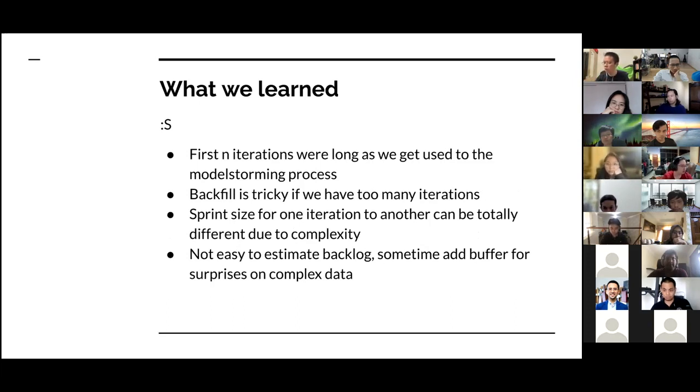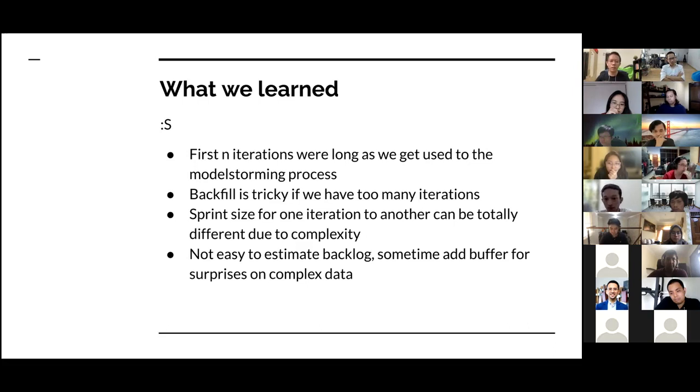We know when things go well, word gets around, but when things go bad, this is something that we need to learn together. So the first iteration, first one or two, are very long, because we are trying to get used to the process itself. And the second thing is backfill is tricky because we are dealing with states, right? We are dealing with data. Changing the logic means we need to change it historically as well.